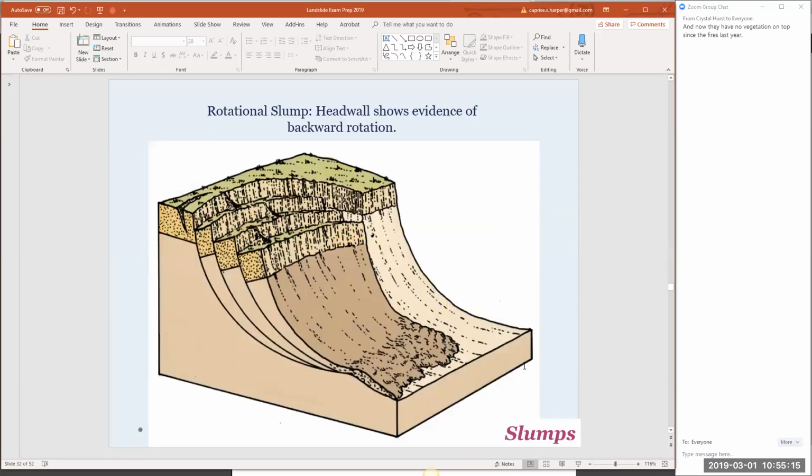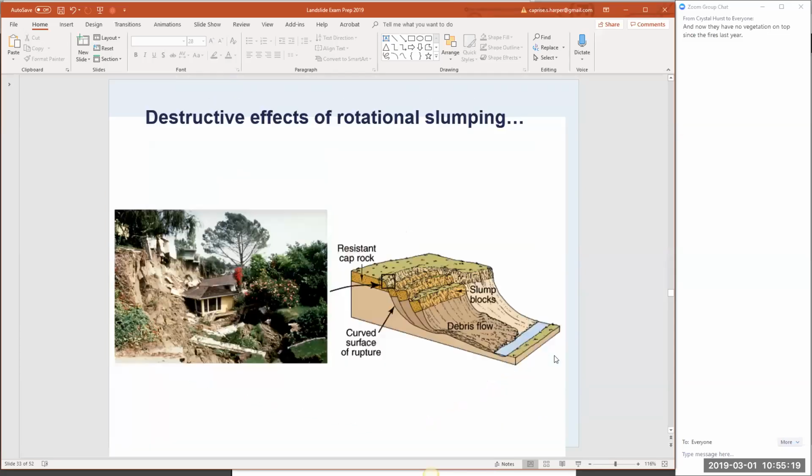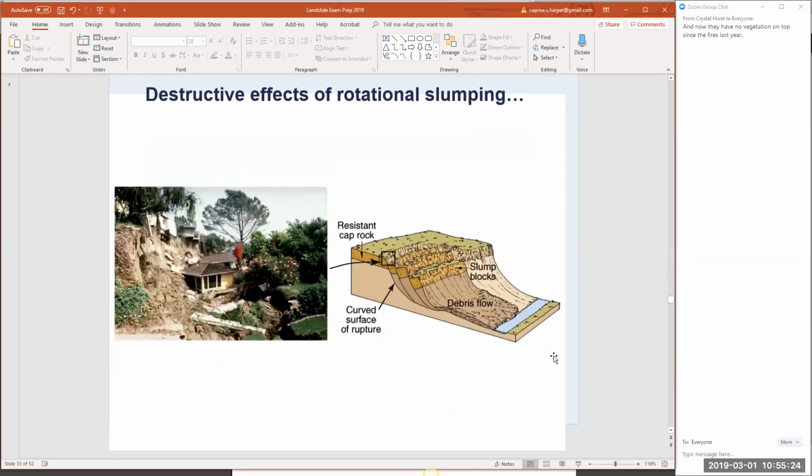So here's another image. I don't think I have it. We'll see.